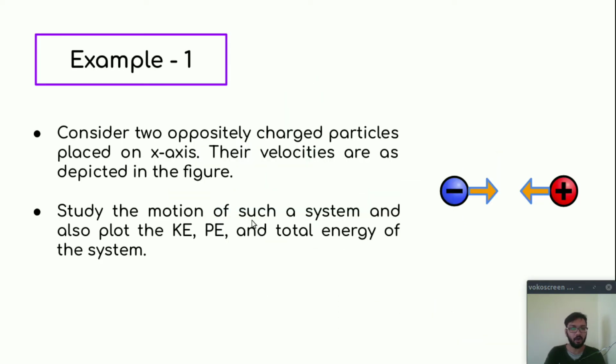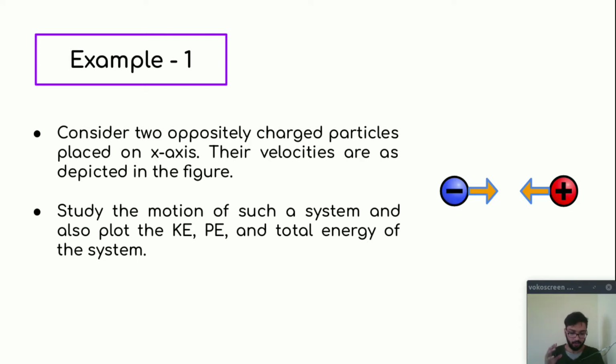So now let's understand this type of system with some examples. The first example says: consider a system of two oppositely charged particles placed on the x-axis. As you can see here, their velocities are as depicted in this figure. Okay, so they are pointing toward each other, and we want to study the motion of such a system, and also want to plot kinetic energy, potential energy, and total energy of this kind of system, right?